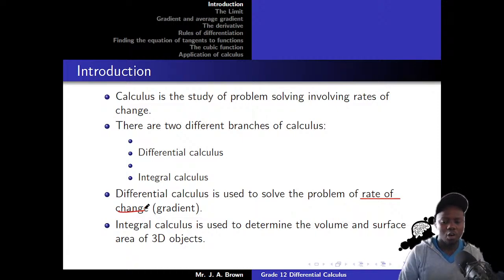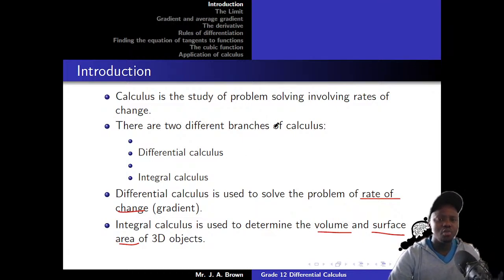Now, when we are looking at integral calculus, it is what we use to determine the volume and surface area of 3D objects. Now, basically, what are we saying? This is something that you will do at a university level should you consider to go into computer science or engineering or any of those hectic fields. Even physics, you actually get to understand this.